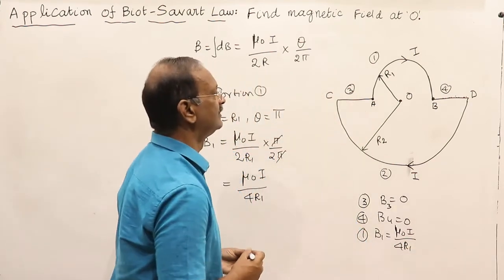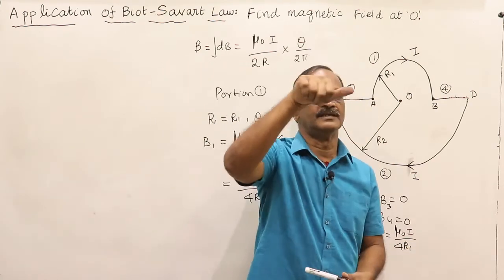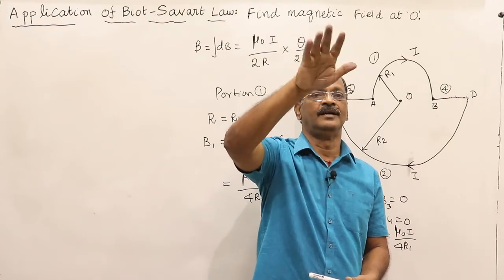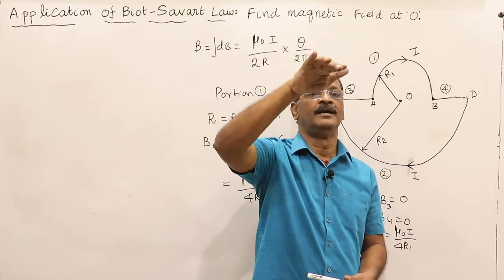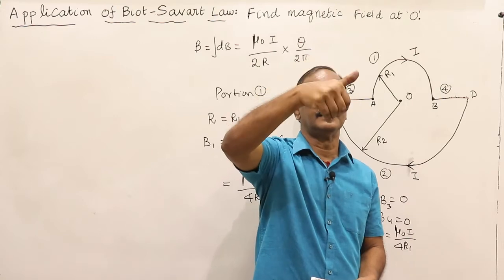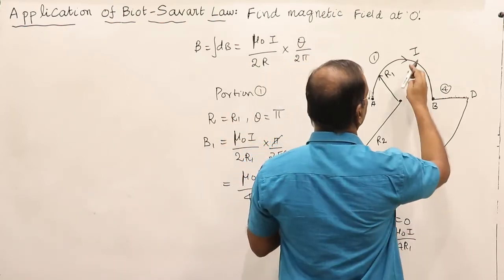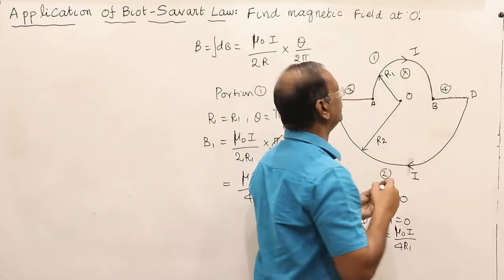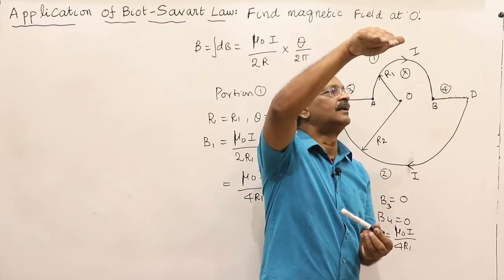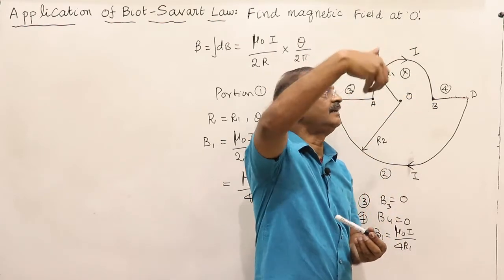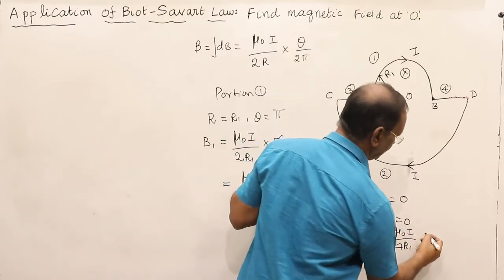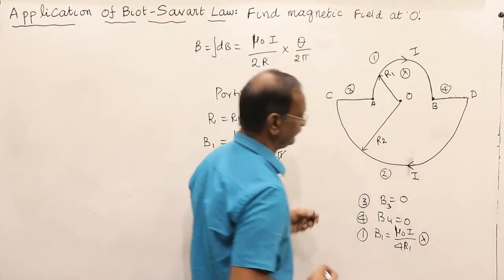What is the direction? Because the current is flowing this way, when we circle it with the right hand, it is inside. It means here it is inside, because this is going like this and we hold it, it is inward. So the magnetic field is inward.